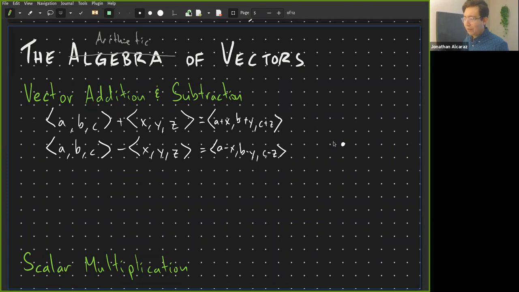So for vectors, let's say we have this vector here, which we're going to call u, and another vector maybe going out this way, and this is called v.